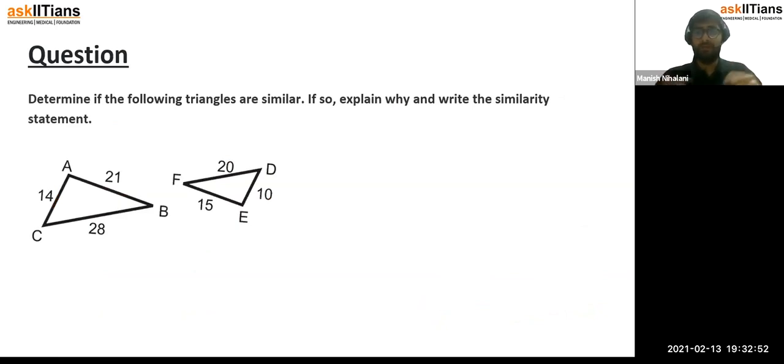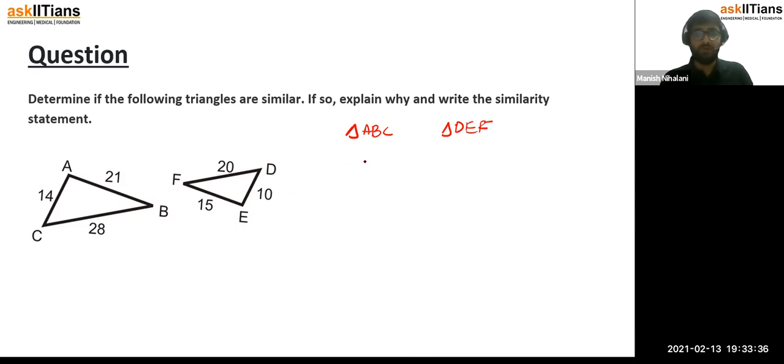That will be clearer with the help of this example. It says: determine if the following triangles are similar. If so, explain why and write the similarity statement. Here we have triangle ABC and triangle DEF. We just want to know whether these triangles are similar. We are given the lengths of all the sides: AB, BC, AC and DE, EF, DF. So why not compare them, take the proportions, and check whether they are in the same proportion or not.